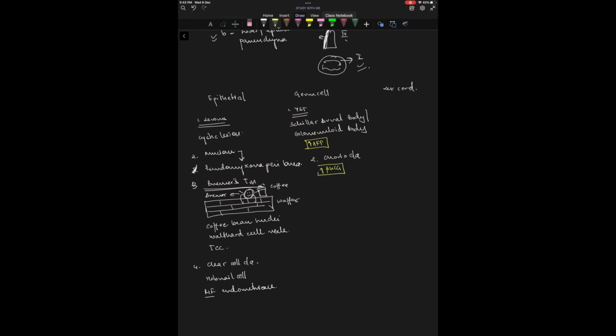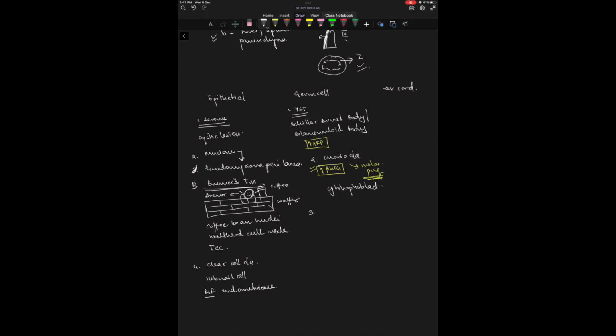Remember, like in molar pregnancy, right? We generally get choriocarcinoma, and pregnancies associated with beta HCG. So choriocarcinoma will have a rise of beta HCG. What is the cell of origin of choriocarcinoma? It is cytotrophoblast.